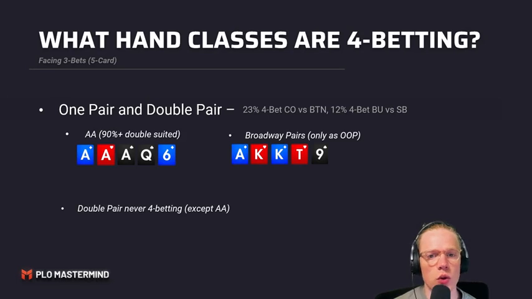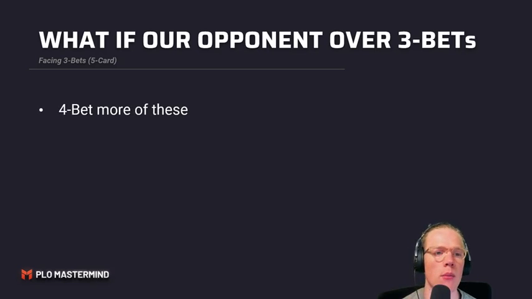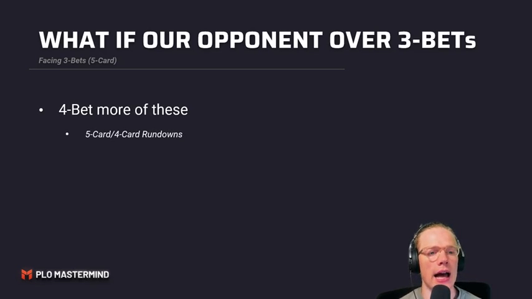So the other thing to look at as well is what if our opponent is over 3-betting, and I think this is a fairly common scenario, especially on the app games. You'll see a lot of maniacs. So what kind of hand classes can we start to expand or look at for 4-betting more? So again, it's going to be relatively similar components to our full 4-betting range in general.